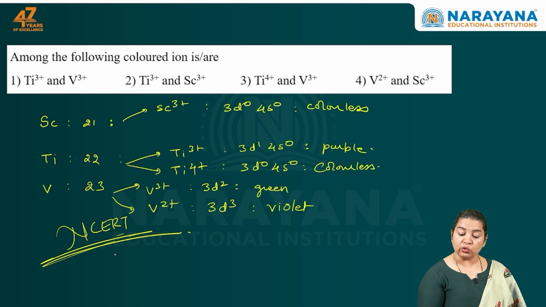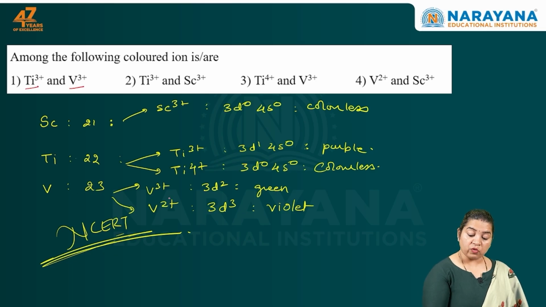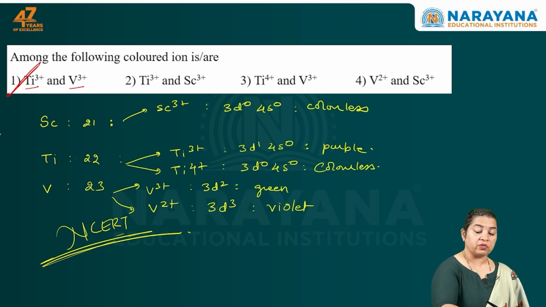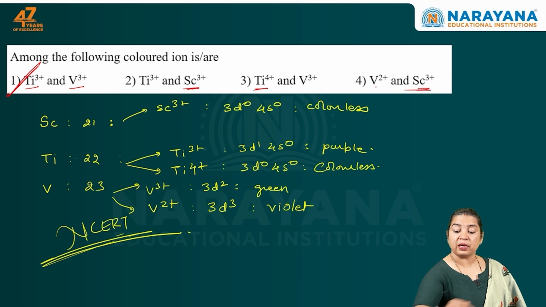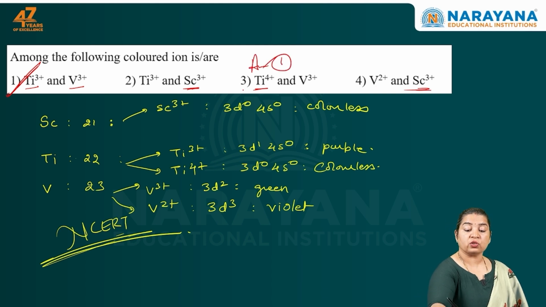Among the following, the colored combination. So, let us conclude. Yes, titanium 3 plus was colored, vanadium 3 plus was colored. So, first is our answer. Others, what went wrong: scandium 3 plus is colorless, titanium 4 plus is colorless, scandium 3 plus is colorless. So, this is the answer for question number 1.